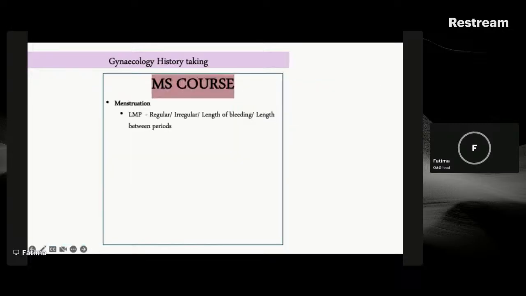In terms of MISCOS, so menstrual history, you're asking about when their last menstrual period was. Is it normally regular, irregular? What's the length of bleeding? The length between the periods as well.